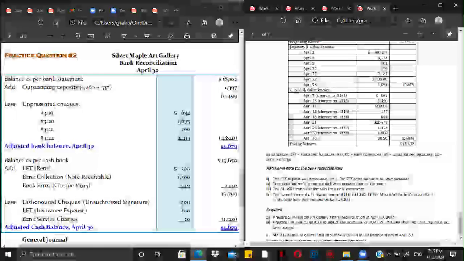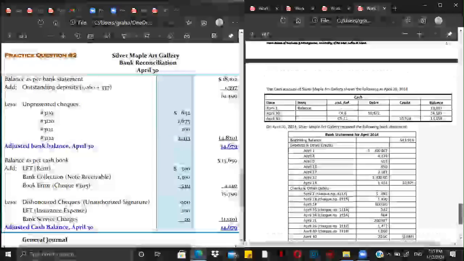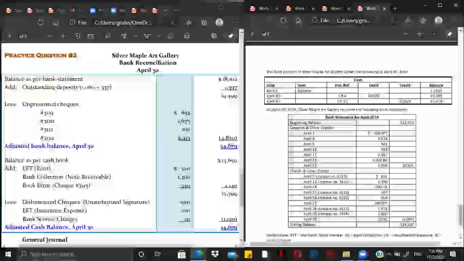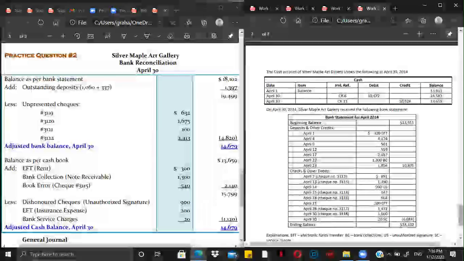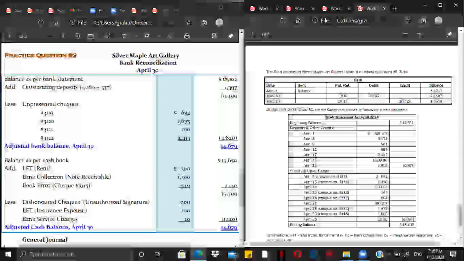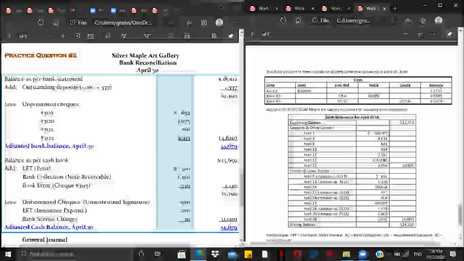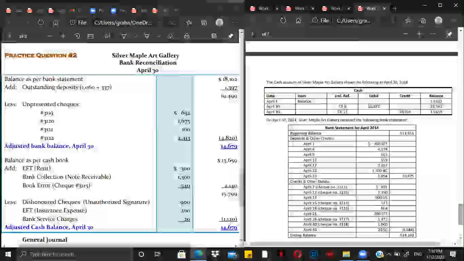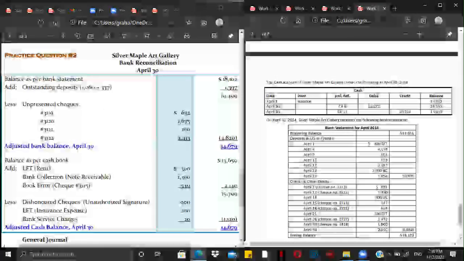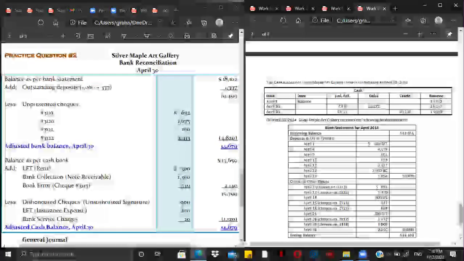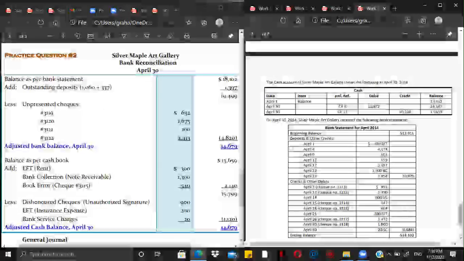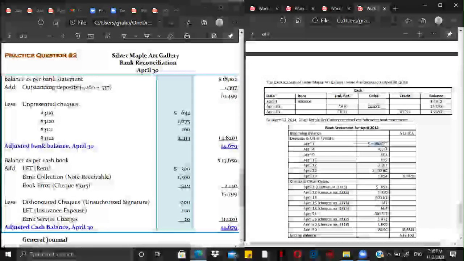So it says the EFT deposit was a receipt of rent. So let's search for the EFT deposit, and it would be right here. This $300. It was a receipt of rent. So basically, somebody is paying us. So you can probably jot this down if you have the worksheet near you. Somebody is paying us rent, and it was transferred to us. So it's on our bank book balance.